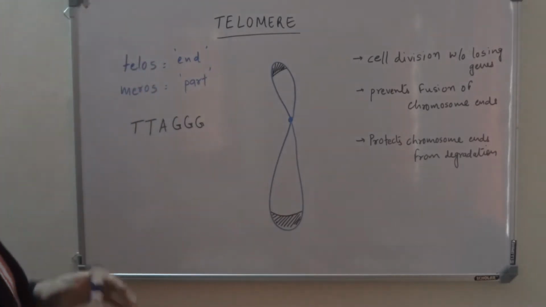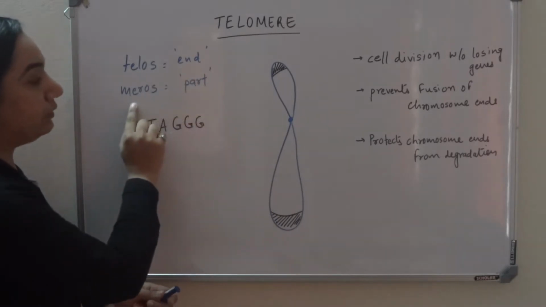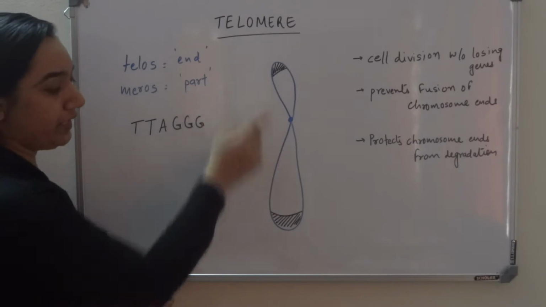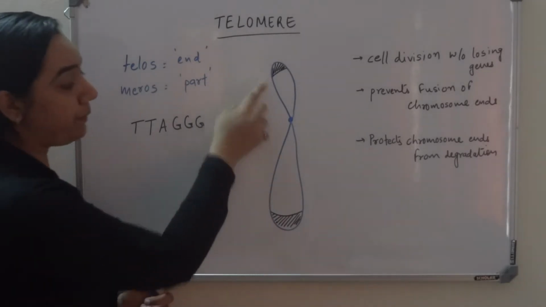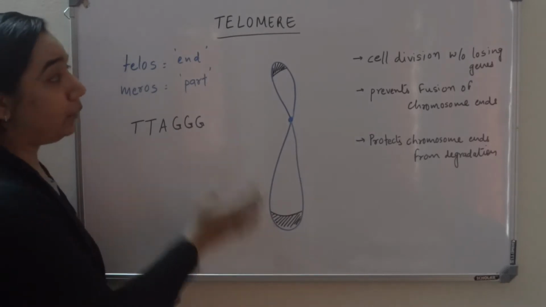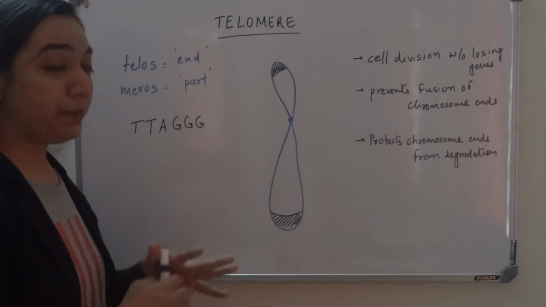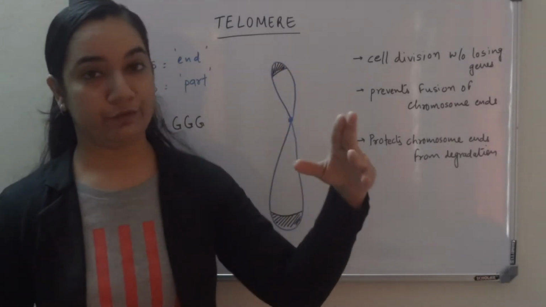Telomere from Greek means telos, meaning end, and meros, meaning part. That means it is the end part of the chromosome. Telomere is present in the end part of the chromosome. And what exactly is this telomere? When I say telomere, what does this mean? Telomere is a repetitive sequence that is present in the ends of chromosome.